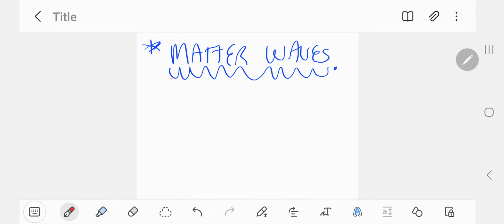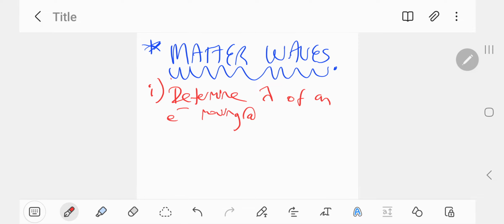This is an HSC physics past trial question on matter waves. Let's look at the following sets of questions. So first bit, determine the wavelength of an electron moving at the following speed, 2 times 10 to the 7 meters per second. 2 marks.